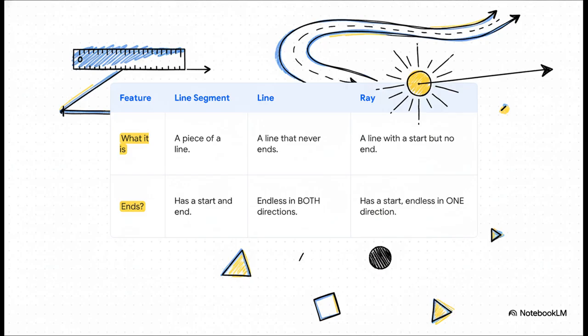Next is the line, which we already know. It's the one that goes on forever in both directions. It never ever stops. And finally, we have the ray. A ray is a mix of the other 2. It has a starting point, but no endpoint. It just keeps going and going in one direction. The perfect example is a ray of sunshine. It starts at the sun, but then it travels on forever through space.